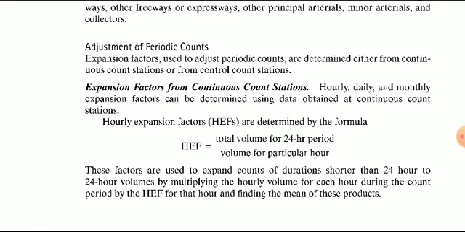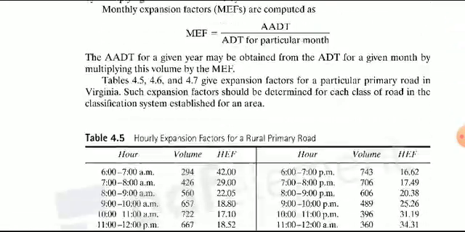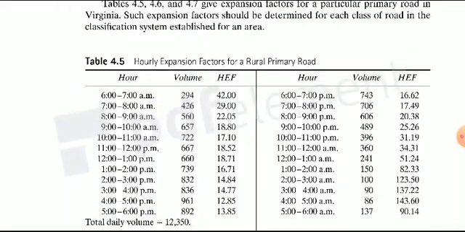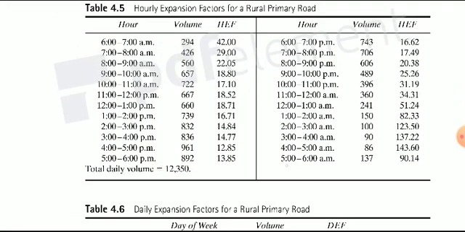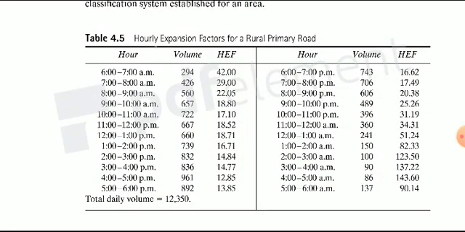Expansion factors from continuous counts. This is what I mentioned before, and please go through that. Here we have from 6 to 7, and here we end with 5 to 6. So we have 12 hours, each with an HEF. So what is that volume? It's actually the hourly expansion factor for a rural primary road in the United States. So it's not valid for here for actual researchers, but for you as students it's very common, and it's just fine.